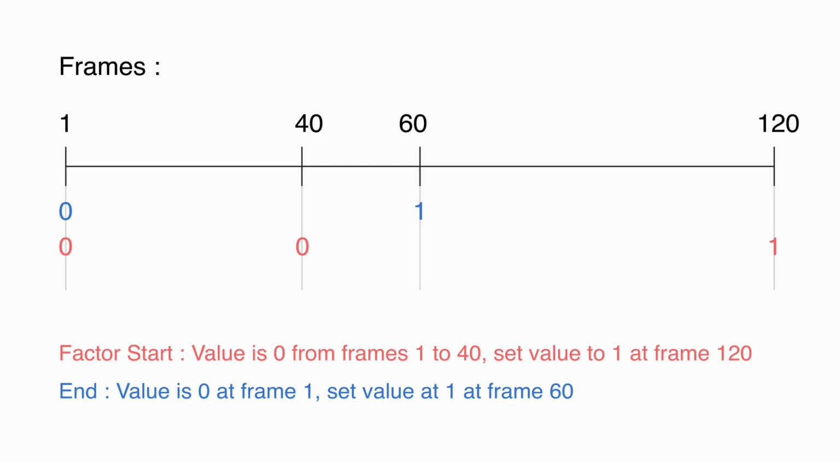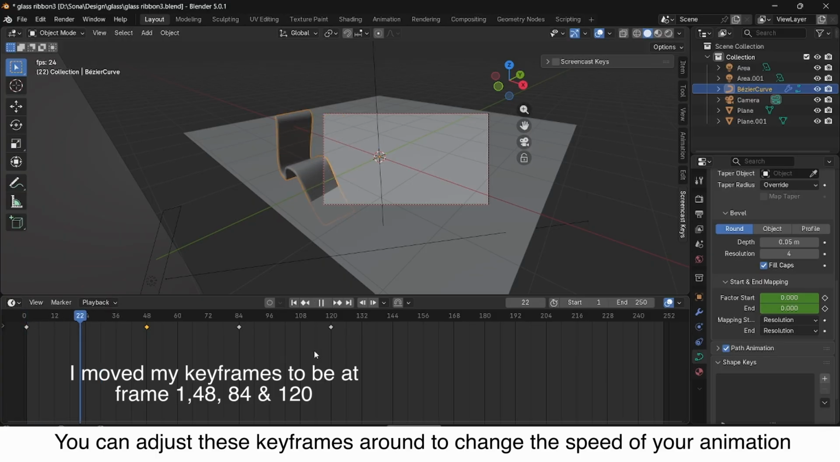So basically the end is animated from 0 to 1 from frames 1 to 60, and the start is animated from a value of 0 to 1 from frames 40 to 120. So both the animations will occur simultaneously for a short period of time. You can adjust these keyframes around to change the speed of your animation.